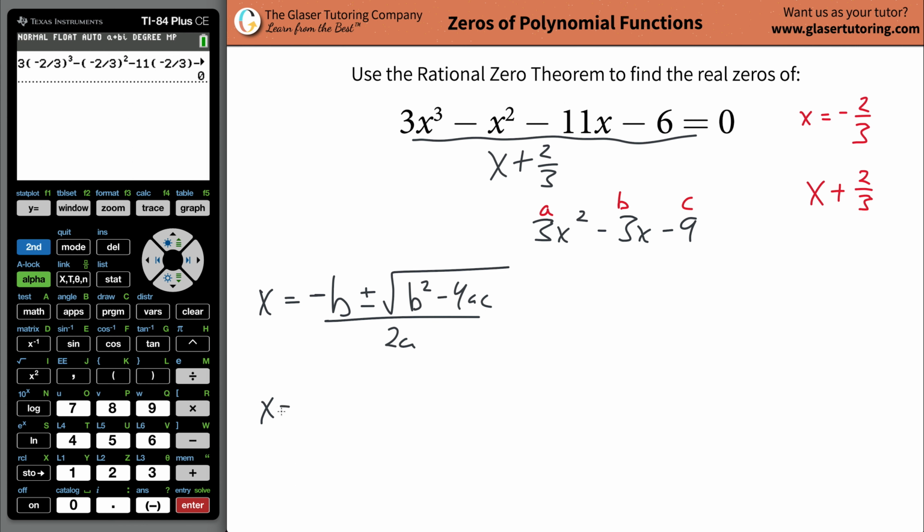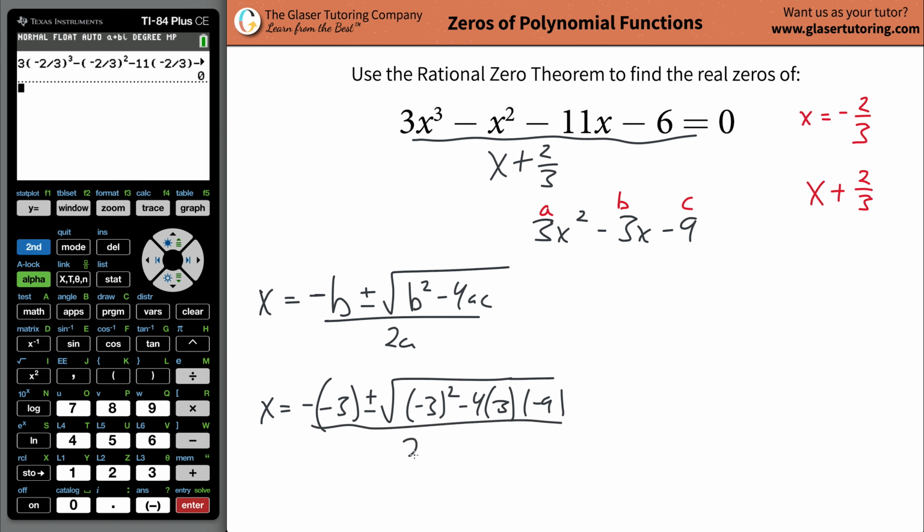So that means that the value of b, always plug in the values in parentheses, is -3 plus or minus the square root of your b squared, so -3 squared, minus 4 times your a, which is 3, times your c, which is going to be -9, all divided by 2 times your a value of 3. So simplify the numerator.